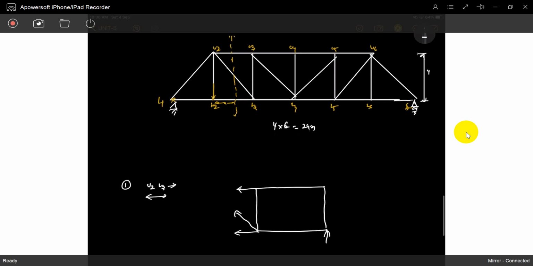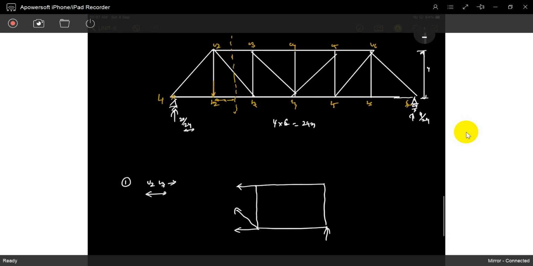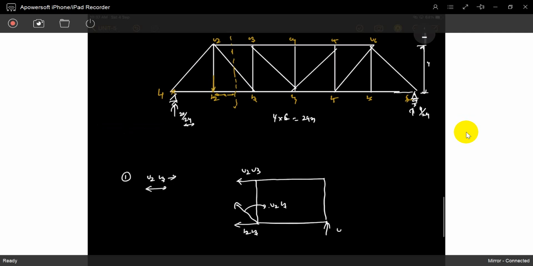What is this? The 4 here. This force is 4 by 24, this force is 20 by 24. So this is U2 U3, this is U2 L3, this is L2 L3. So this is 4 by 24. We want U2 L3. Sir, how can you find it out? Easily find it out.